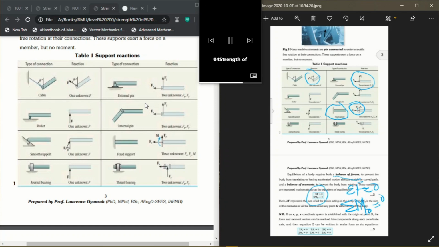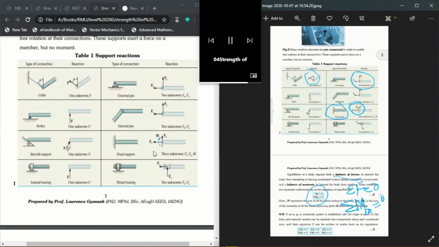Now, for instance, if you want to draw a fixed support, look at fixed support in the table. In a fixed support, because movement is restricted in all directions, you have two forces plus a couple moment. You can see a force along the X and a force along the Y plus a moment M. So this is what we call support systems.